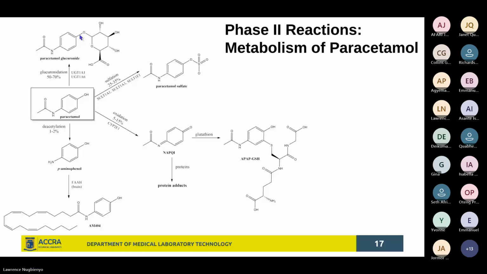You can also have sulfation. About 25 to 35% of the drug can undergo that process of sulfation to form paracetamol sulfate. Some oxidation reactions can also occur, and clearly that is a phase 1 reaction, not a phase 2 reaction. So see, there can be a mixture. We saw that some substances will have both phase 1 and phase 2 reactions. So this is one example of them. You see phase 2 reactions and you see phase 1 reactions as well.